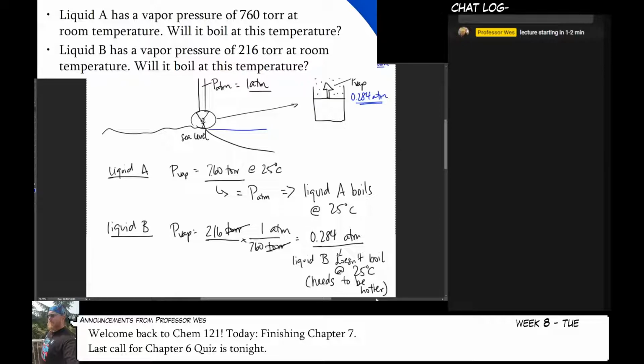And in order for it to boil, you need it to be a little bit hotter. In fact, you need it to be a lot hotter. Just for reference, in case you were curious, water's vapor pressure at room temperature, again, we're using 25 Celsius here, that's a little bit high, but that's okay, is roughly 30 torr. So water does not have a vapor pressure anywhere near atmospheric pressure at room temperature. So it does not boil.